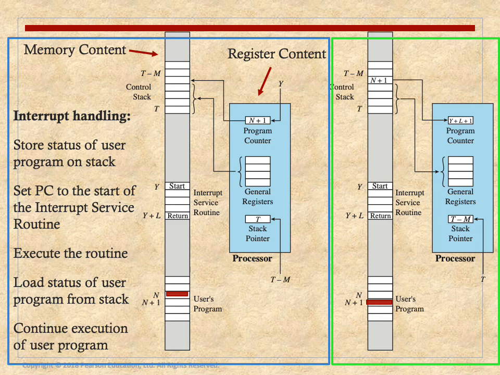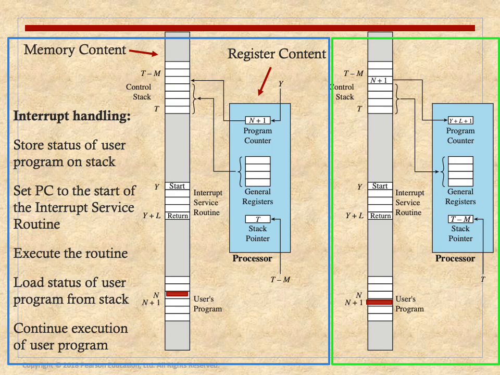Now, if you look at the register content, then we can see that the program counter is currently n+1. That means that the user program instruction at address n has already been executed, and the next instruction to be executed is at address n+1. We can also see that one of the registers is the stack pointer, which points at the top of the control stack. The current top of the stack is the address T, which means that the stack is still empty.